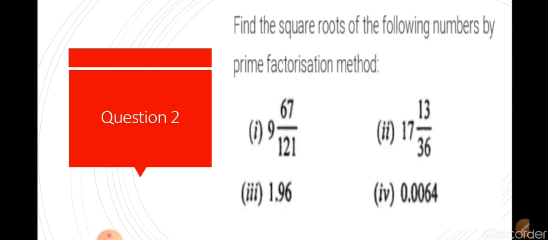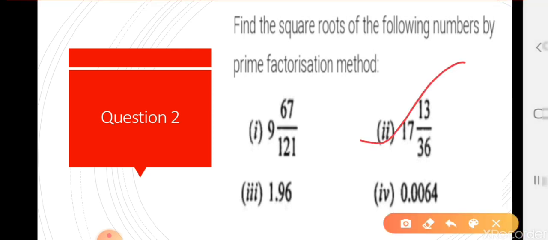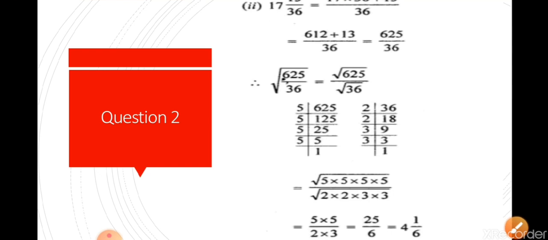Now question number 2. Question number 2 says find the square root of the following numbers by prime factorization method. We will do question number 2 and question number 4. Again it is said that we have to take out the square root by prime factorization. Question number 2 is a mixed fraction, 17 whole 13 upon 36.